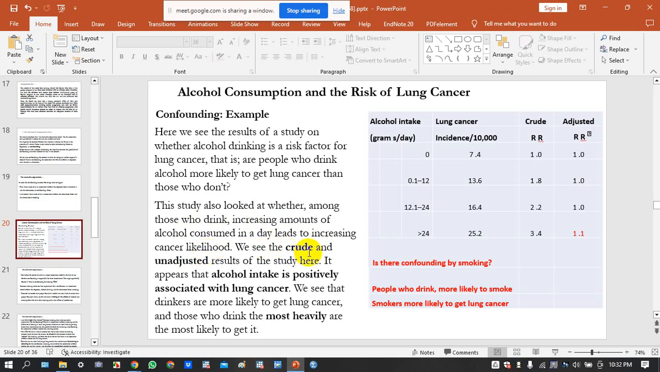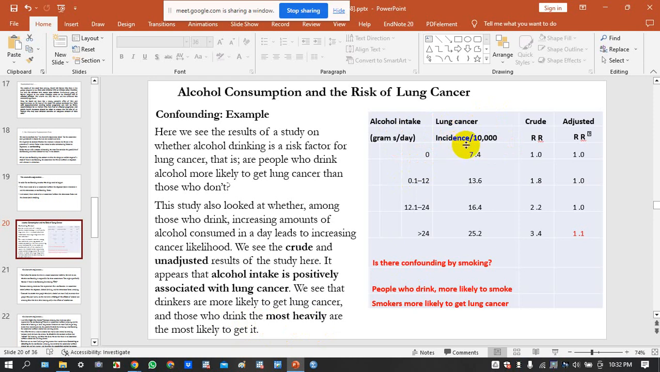So we see the crude and unadjusted results of the study here. It appears that alcohol intake is positively associated with lung cancer. We see that drinkers are more likely to get lung cancer, and those who drink the most heavily are most likely to get it. So let's come to the two by two table. Alcohol intake in grams per day. Lung cancer incidence. Last time I showed you that incidence is what?